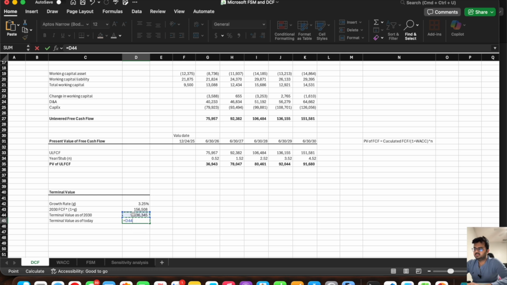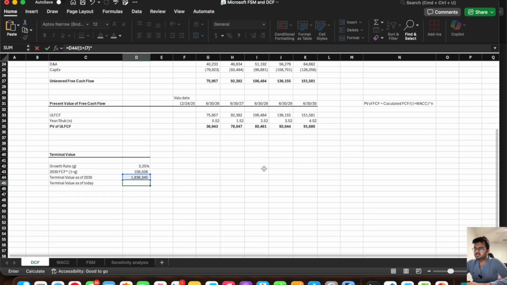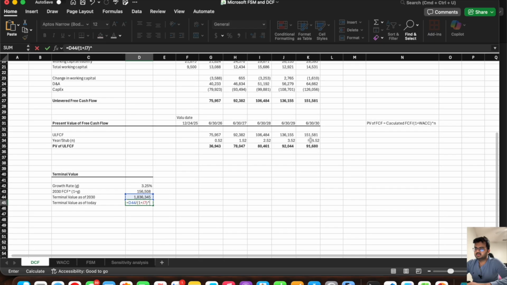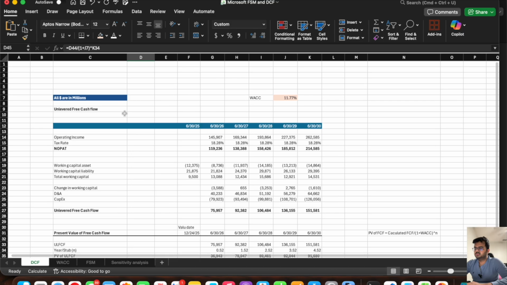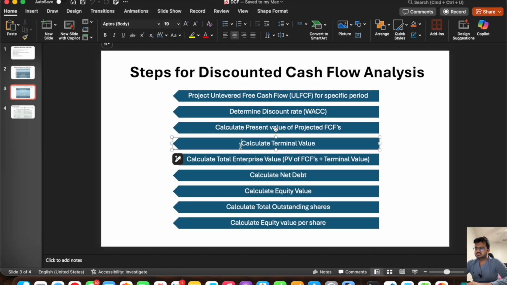Which is nothing but the same WACC formula applied: divide by 1 plus the WACC to the power of n. N here is going to be this above, 4.5. Which is nothing but $1.1 trillion. Again, note all these dollars we're talking about are in millions. If you have watched the previous video, it would be clear. So with this, we have done the terminal value.